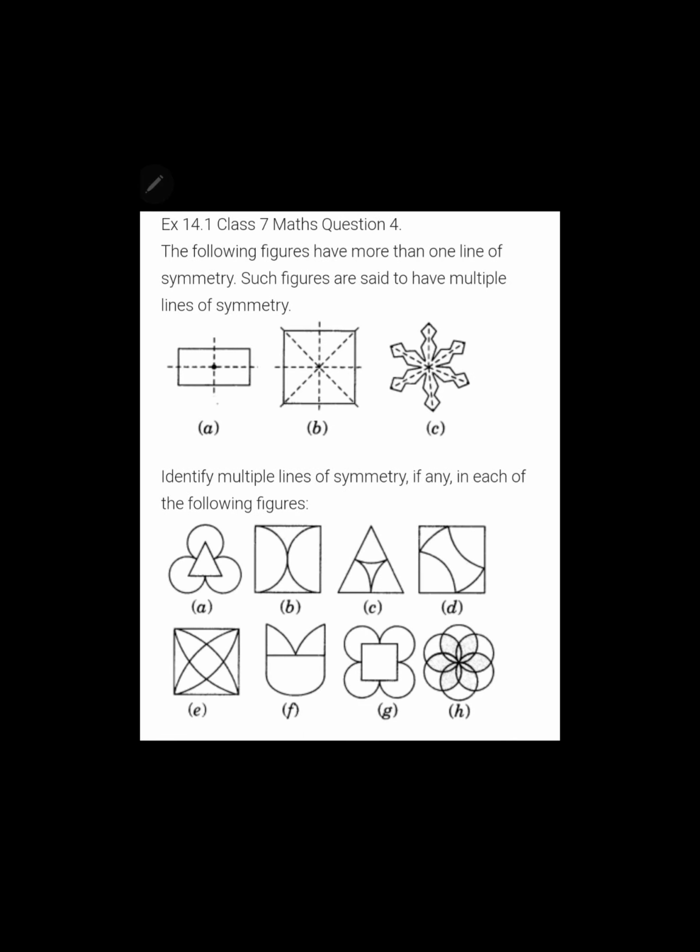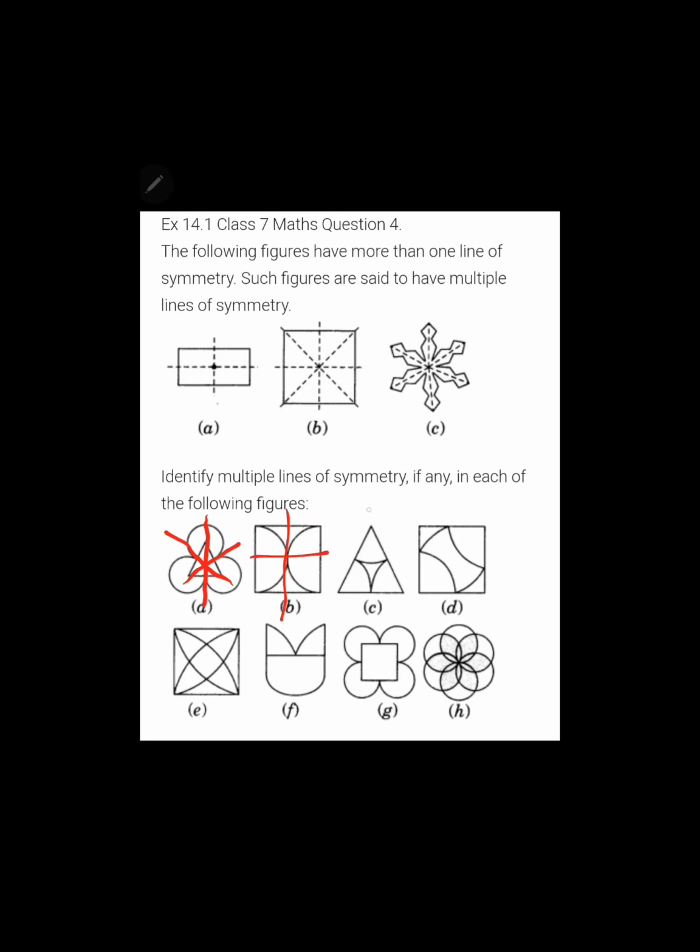Question number 4 is homework for you. We just have to find out whether the figure has multiple lines of symmetry or not. So I will make you understand. For the first figure, just for a rough, this is the first line, and this line. So this figure has 3 lines of symmetry. You have to draw the same for this one. This also has 2 lines of symmetry.